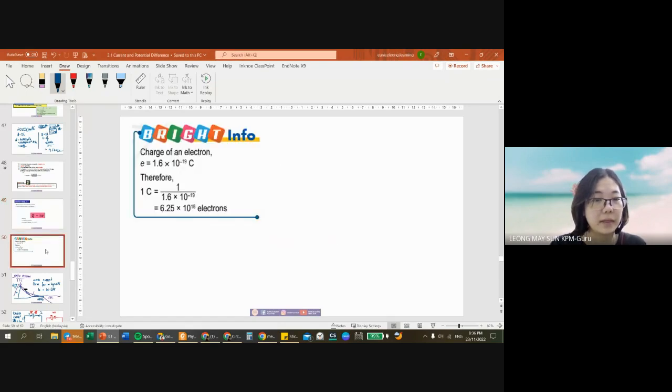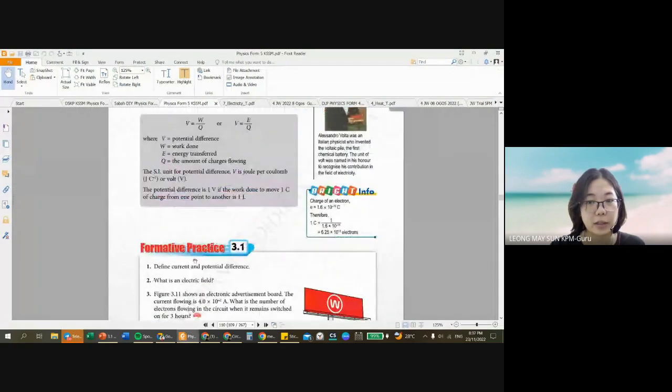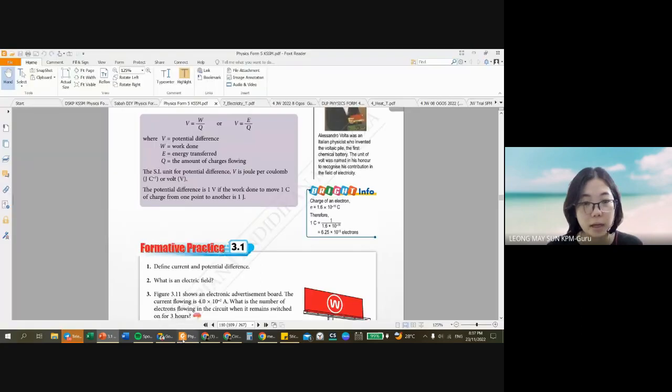Now, in the textbook, you will see at page 99 this bright info. The charge of an electron is 1.6 times 10 to the power of negative 19 C. Then they said 1 C equals 1 over 1.6 times 10 to the power of negative 19. If you were me, you would wonder what this is. I'm sure they didn't show the formula on how they got this.